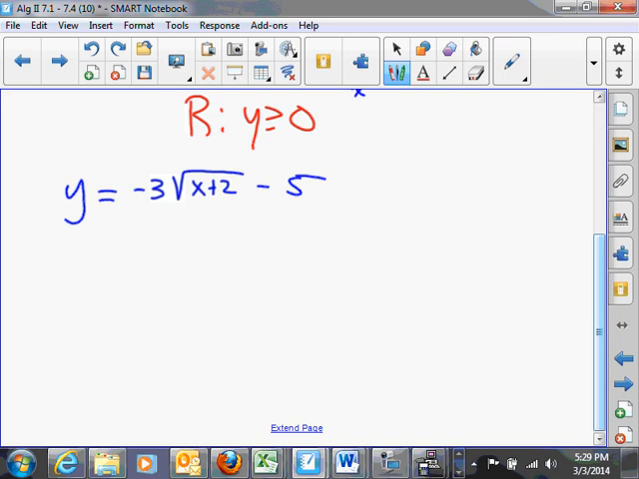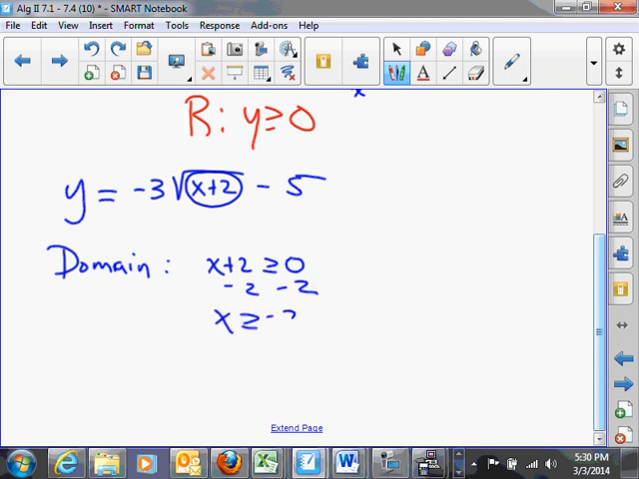Well, first of all, the domain is the values that x is allowed to be. And if we look at the square root function, x plus 2 is underneath the radical. So x plus 2 can't be negative. So to figure out the domain algebraically, we say whatever's under the radical, x plus 2, has to be greater than or equal to 0. Now let's solve that inequality for x. Subtract 2 from each side, and we get x is greater than or equal to -2. And that would be the domain of this function. That's pretty straightforward. That's not all that difficult to see.